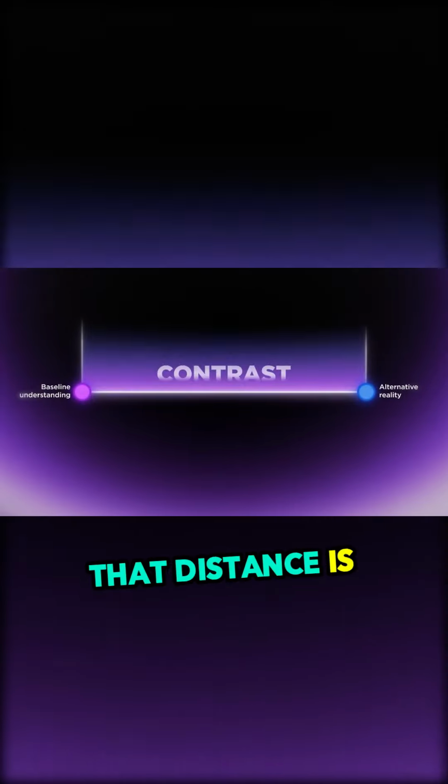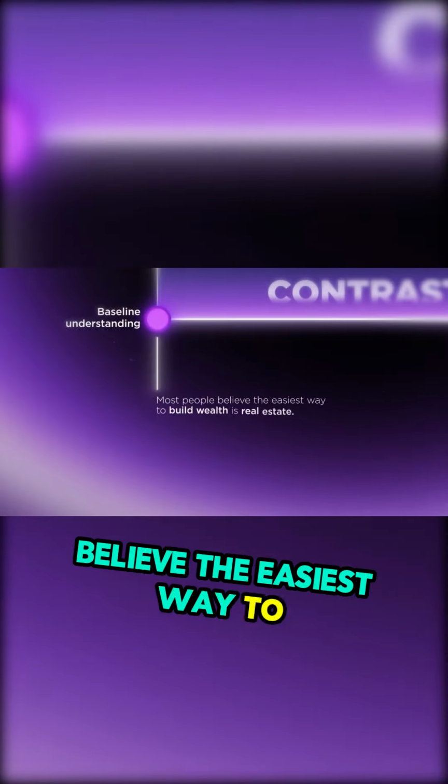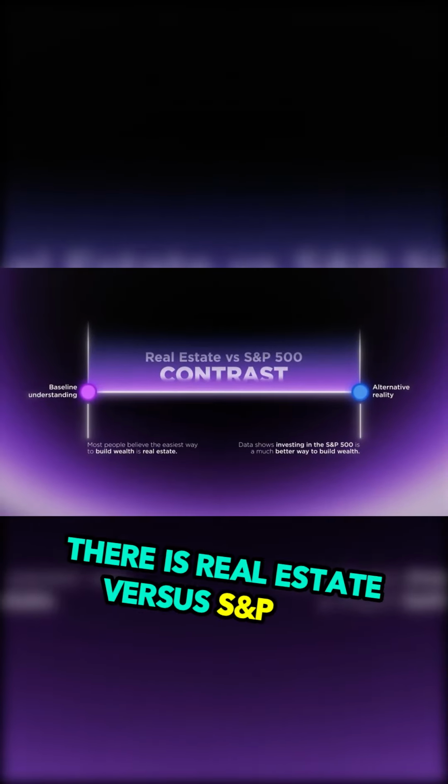That distance is contrast. So for example, I might say something like, most people believe the easiest way to build wealth is real estate. And then to create contrast, I might say something like this: but that isn't true, because the data actually shows investing in the S&P 500 is a much better way to build wealth. So the contrast I build there is real estate versus S&P 500.